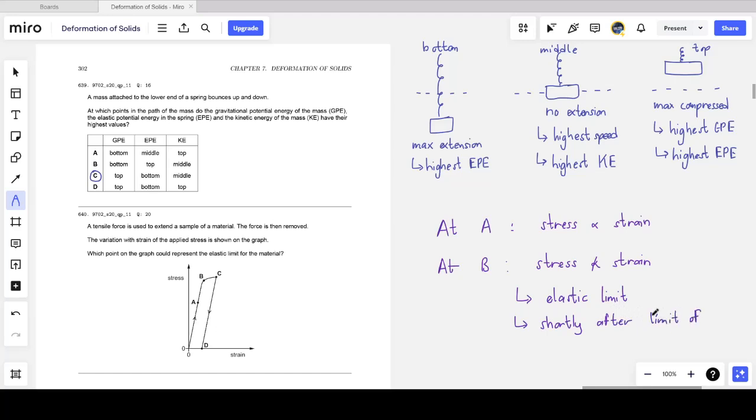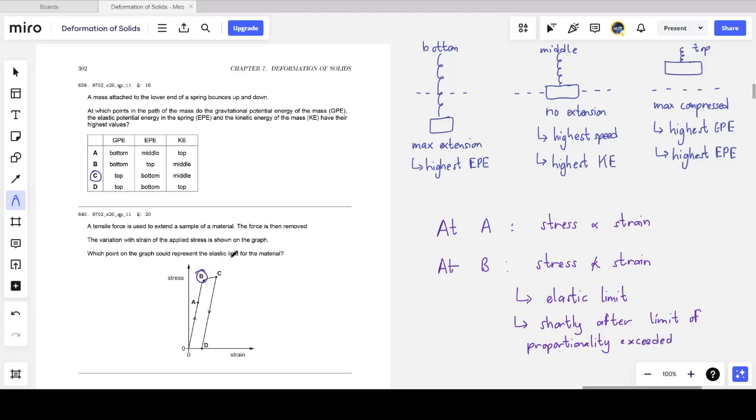I'm going to write that down. Shortly after limit of proportionality has been exceeded. And so this is option B.